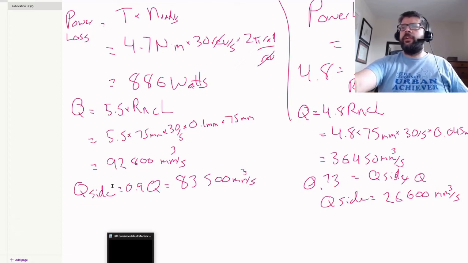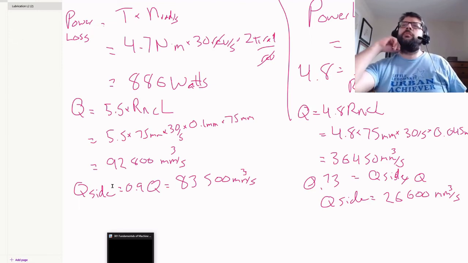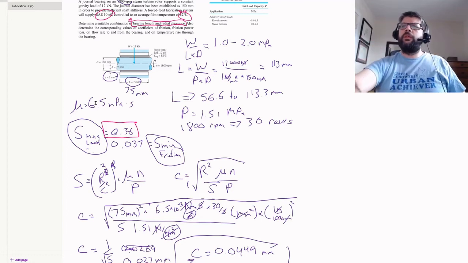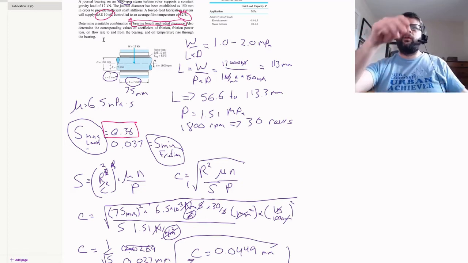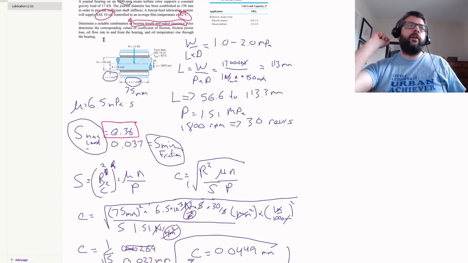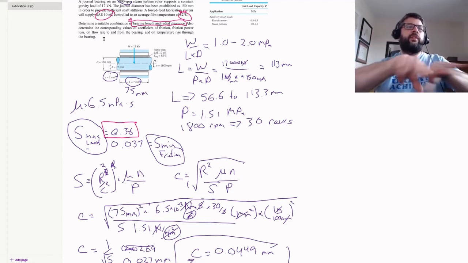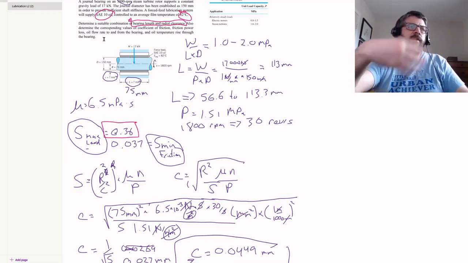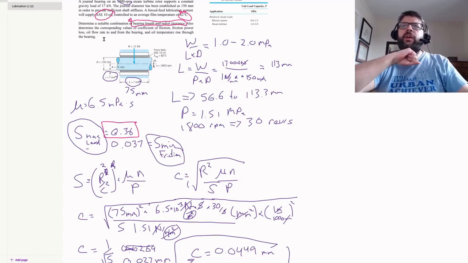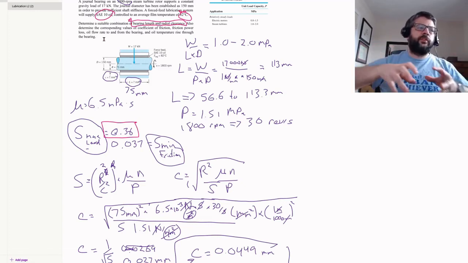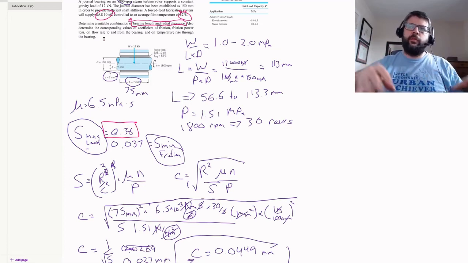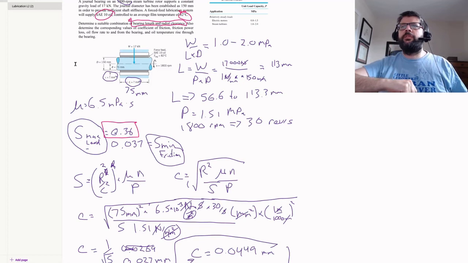So what else does the question ask of us? Oil temperature rise through the bearing. As for the oil flow rate to and from the bearing, that's going to be the side flow. Any of the stuff that gets recirculated stays in there. Any of the stuff that comes out needs to get recirculated back in. So the flow rate to and from the bearing is those side flows.